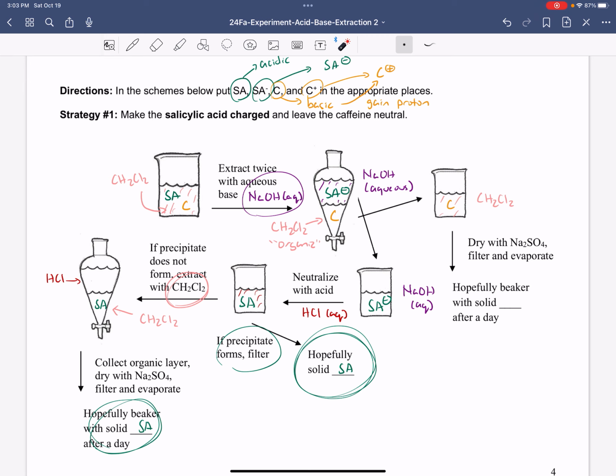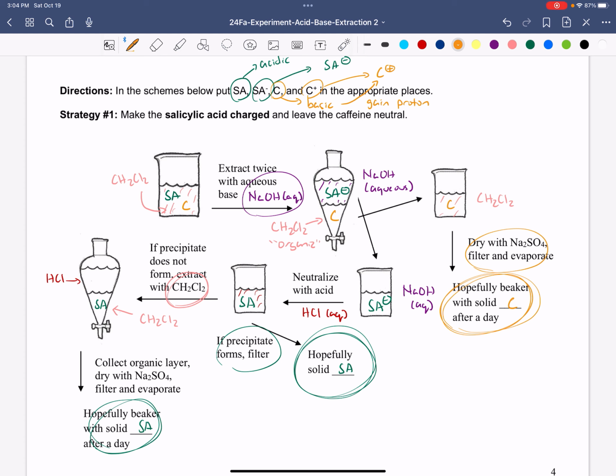Understand the point. You're not doing both, okay? We're hoping that we get a precipitate and we just do this and we forego this whole effort to get it into the organic layer. Okay, and don't forget about the caffeine. All the way on the right, we are going to dry with sodium sulfate, filter and evaporate, and we should have caffeine in a separate beaker.